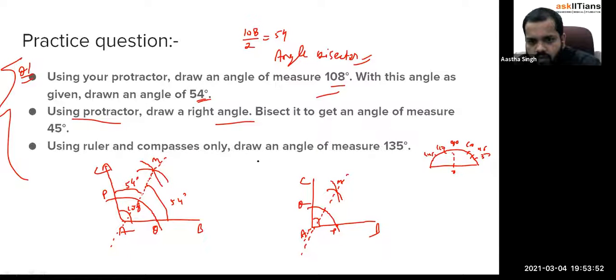And guys, using your ruler and compass, you will draw an angle with measure 135 degrees. We have to do this question. Let me just tell you what 135 means. A 135 degree angle you can write as 90 degrees plus 45 degrees, right or not? With the help of just your compass, right?